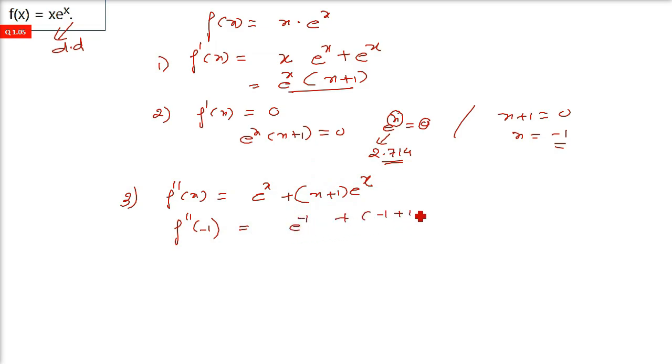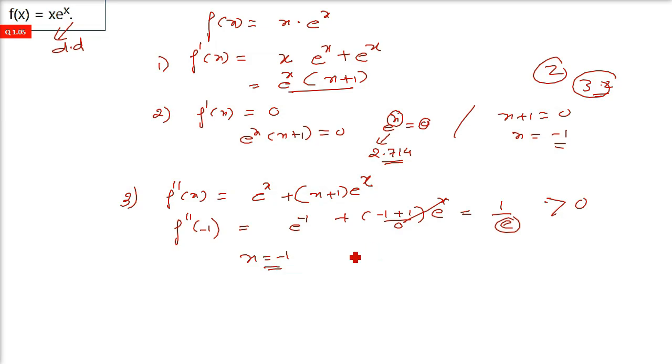We get e raised x times (x plus 2), so I am replacing x by -1. -1 plus 2 is 1. We get e raised -1, that is 1 by e, a constant. We are only interested in the sign, and this sign is positive. You are going to get a value which is greater than 0. When you have greater than 0, that indicates that this point x equals -1 is the point of local minimum. Greater than 0 means minimum, less than 0 means maximum. It's inverted in this case.